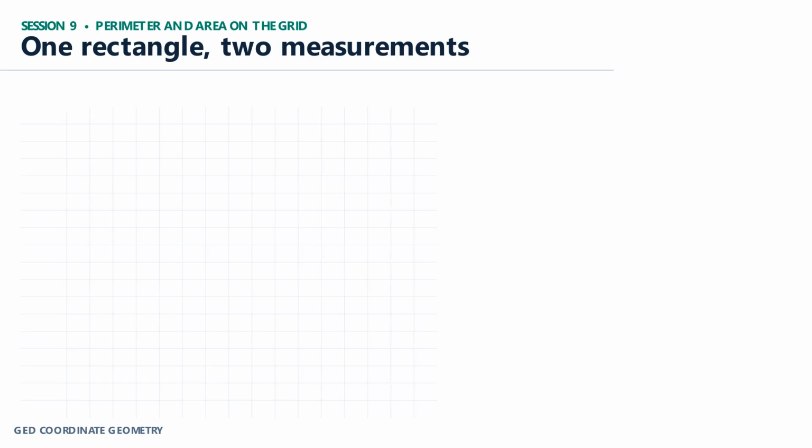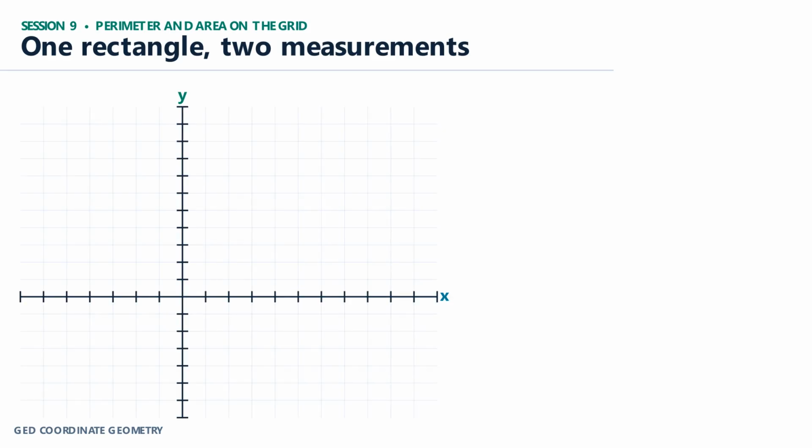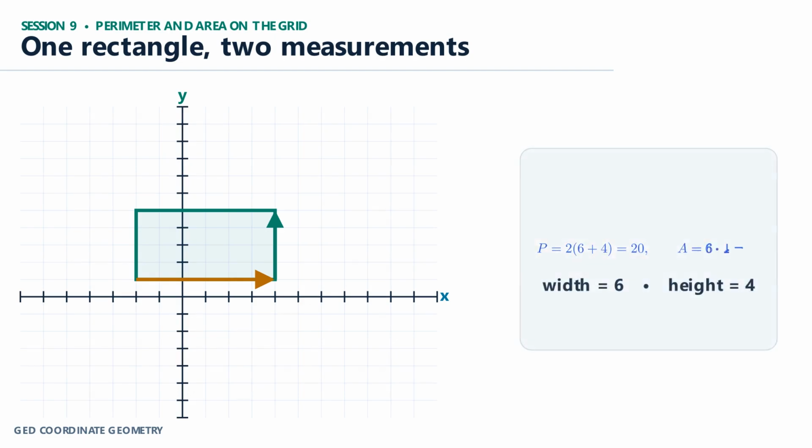A rectangle has vertices (-2, 1), (4, 1), (4, 5), and (-2, 5). Its width is the horizontal difference, 6. Its height is the vertical difference, 4. Perimeter equals 2 times 6 plus 2 times 4, or 20 units. Area equals 6 times 4, or 24 square units. The same dimensions serve two different questions.